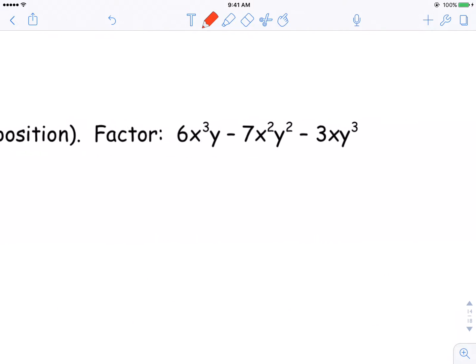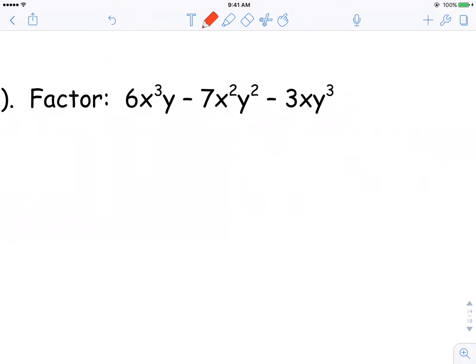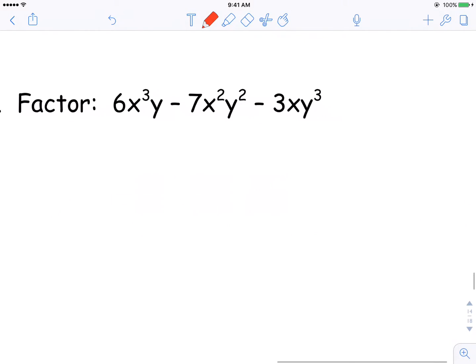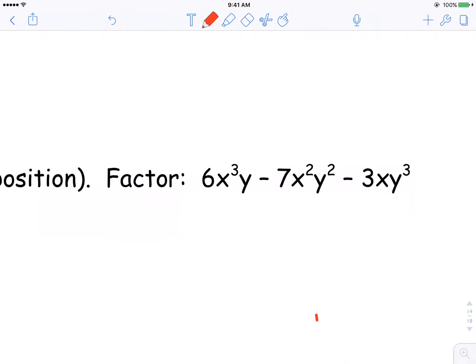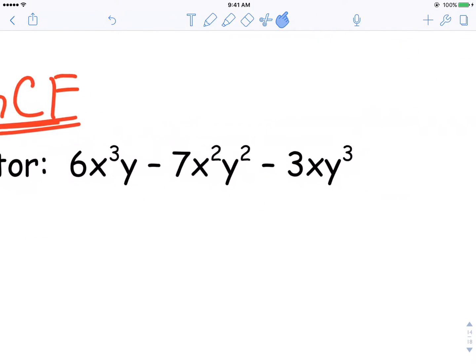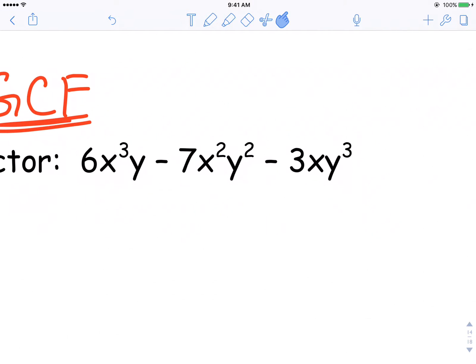With any of these factoring questions, and I'll probably bring this up in class at some point, your first step always should be to look for a greatest common factor. You need to factor out that greatest common factor before any of this stuff will work. Okay? So I look at this. Is there a greatest common factor between 6x cubed y minus 7x squared y squared minus 3xy cubed?